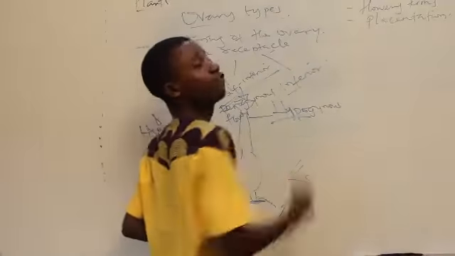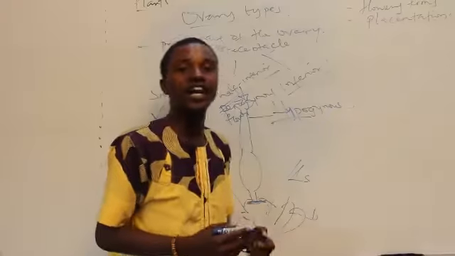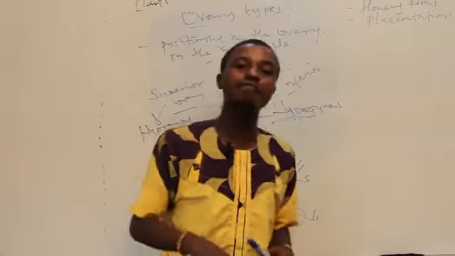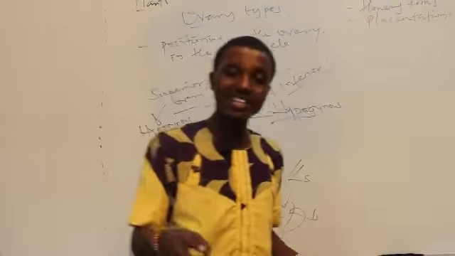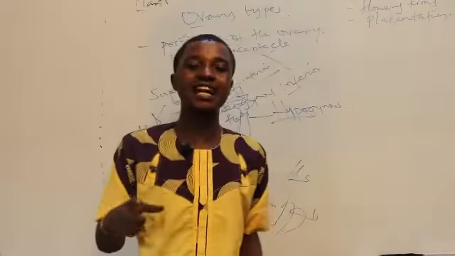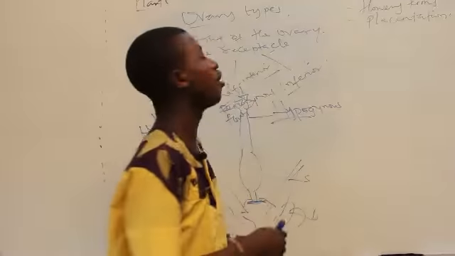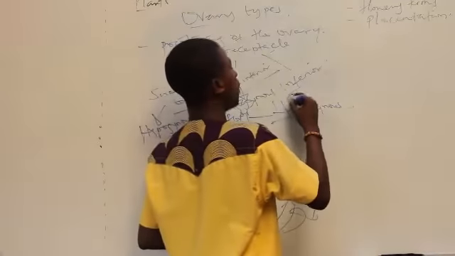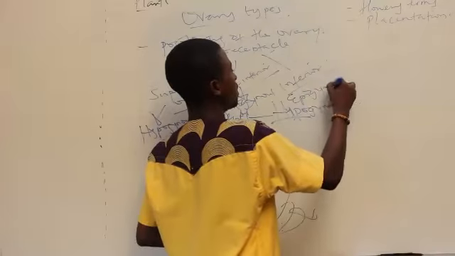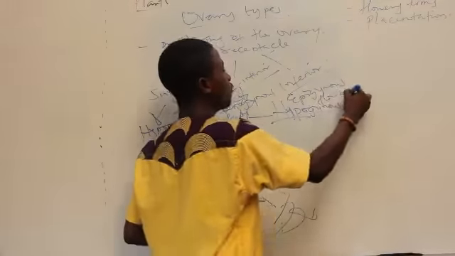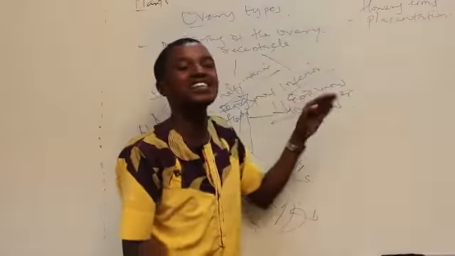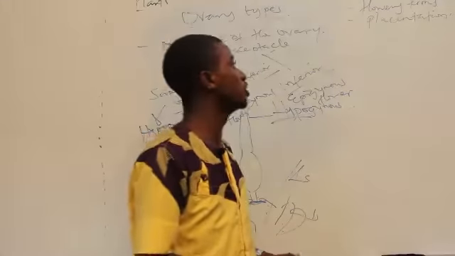And lastly, we have the inferior ovary. In the inferior ovary, the ovary is placed below other floral parts. The calyx, the corolla, and the stamen are high above the ovary. So a flower having inferior ovary is said to be what? Epigynous. It's said to be an epigynous flower. And that means other floral parts are high compared to the ovary.